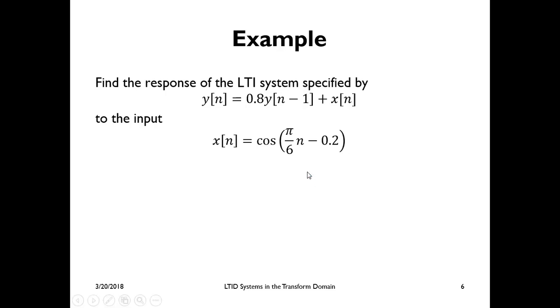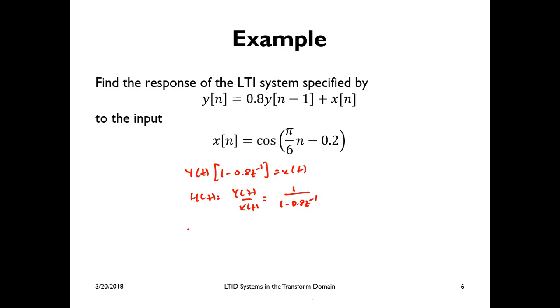Let's consider an example. We want to obtain the response of the LTI system described by this difference equation subject to the input signal x(n) equal to cosine of pi over 6 n minus 0.2. If we take z transforms of the equation, then we'll have the following. Y(z) times 1 minus 0.8 z to the minus 1 should be equal to X(z). H(z) is going to be given by Y(z) over X(z), and so in this case this is going to be 1 over 1 minus 0.8 z to the minus 1.